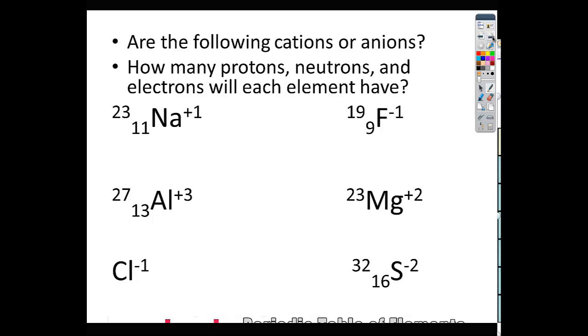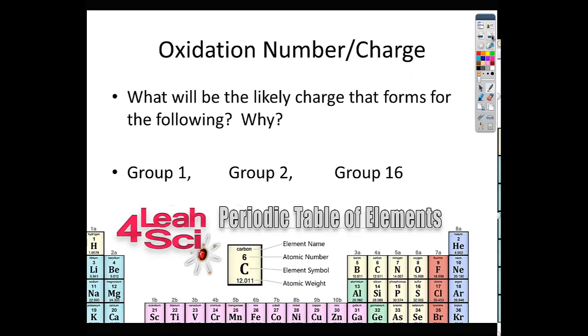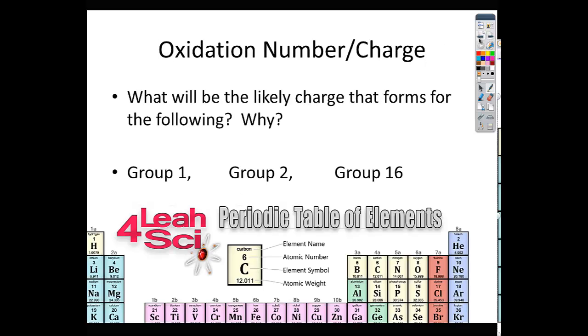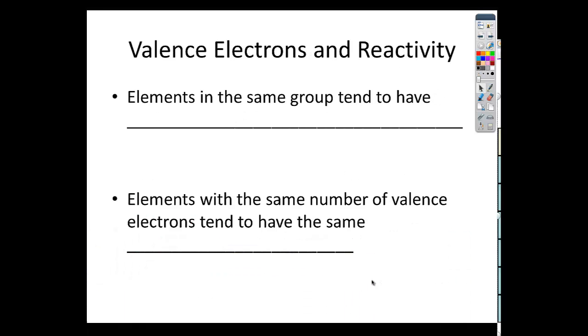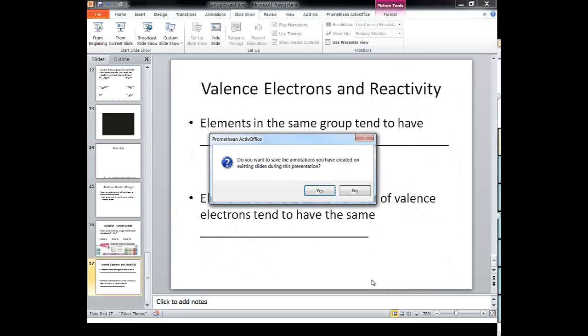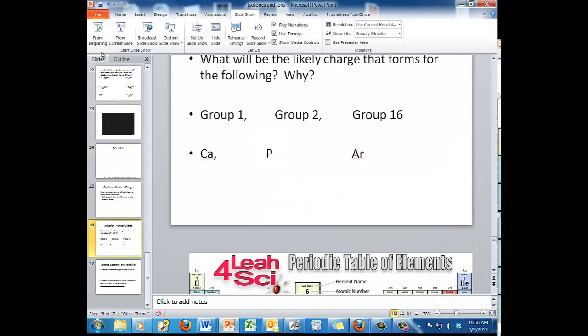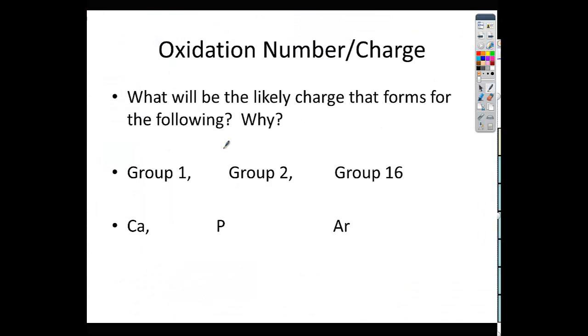Okay, we've covered those, so let's skip ahead just a little bit. If you look at this right here, if you're in group 1, they have one valence electron, we want to lose it, so we're going to get plus 1. Group 2 has 2 valence electrons, we're going to lose them, we get plus 2. Group 16 has 6 valence electrons, we're going to gain 2, so that becomes minus 2.